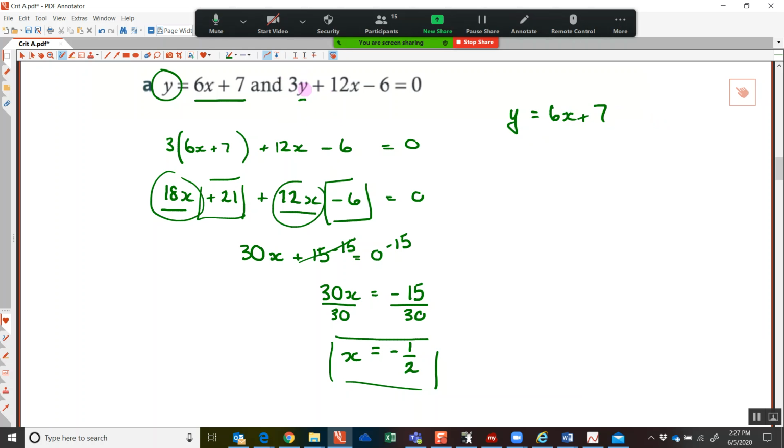This one, I could put it in, but it takes some working out. This one is just, if I want to know y, I do 6 lots of whatever your x is, negative a half, and I add 7. So, what's 6 lots of a half? Or a half of 6. So that's negative 3. Negative 3 plus 7 is? Y equals 4. 4, exactly. So I've got negative a half and 4.